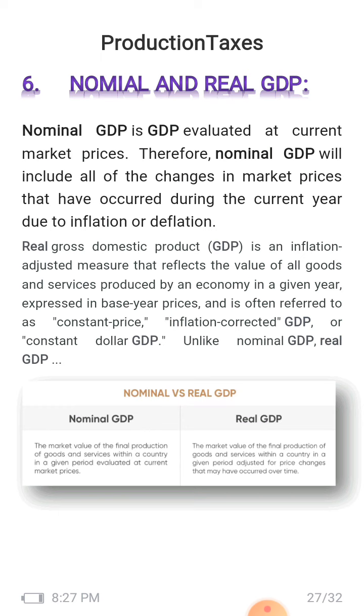In this video, I will explain nominal and real GDP. Nominal GDP is GDP evaluated at current market price. That is called nominal GDP. Therefore, nominal GDP includes all of the changes in market price that have occurred during the current year due to inflation or deflation. Right?